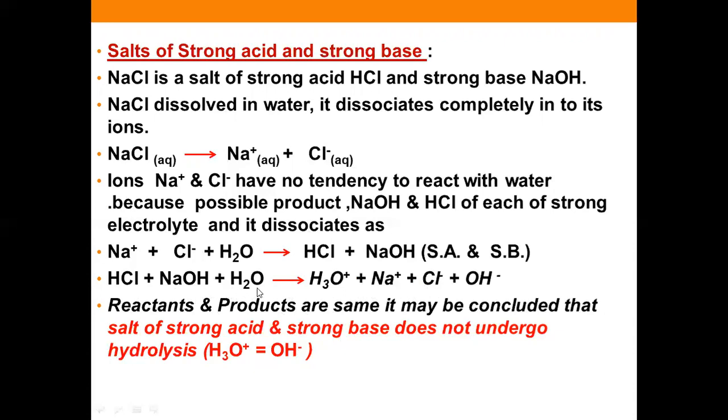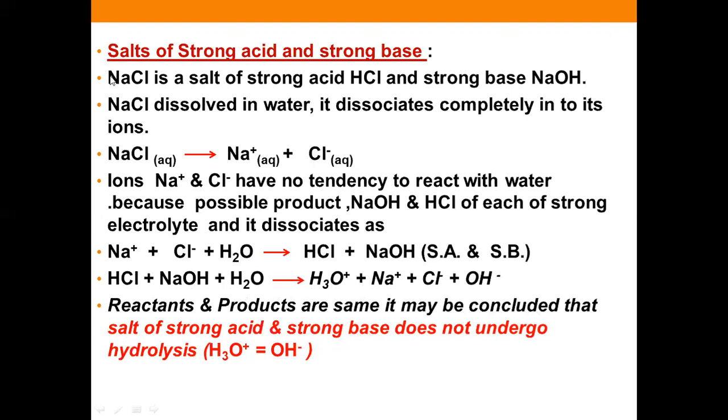According to this, there are same ions on the reactant side as well as on the product side. Therefore, according to this example or this reaction, it may be concluded that the salts of strong acid and strong base do not undergo hydrolysis.